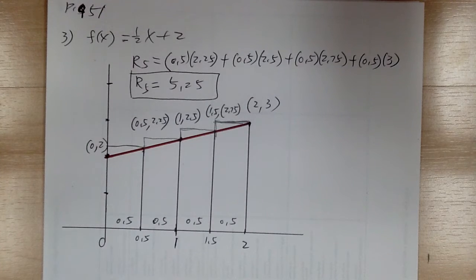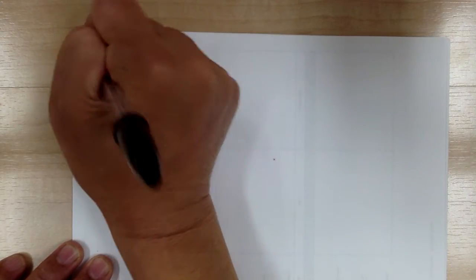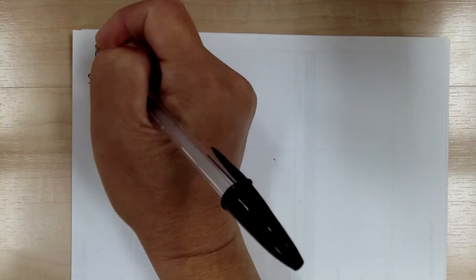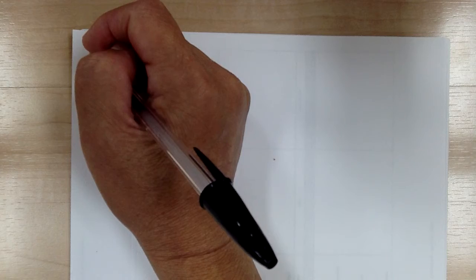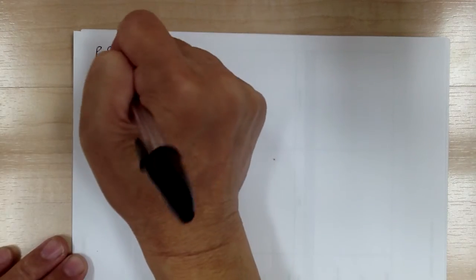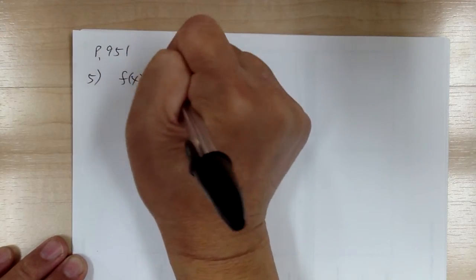Okay, let's go to number 5. And again, we're only doing part A. Okay. So when there's a part A or B, we only do part A. Okay, so f of x equal to 4 over x.